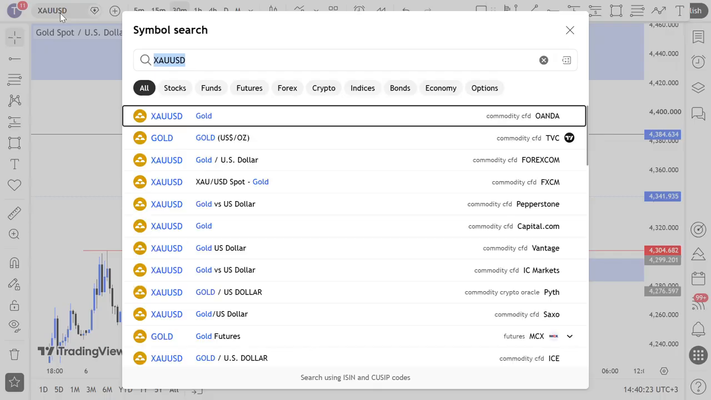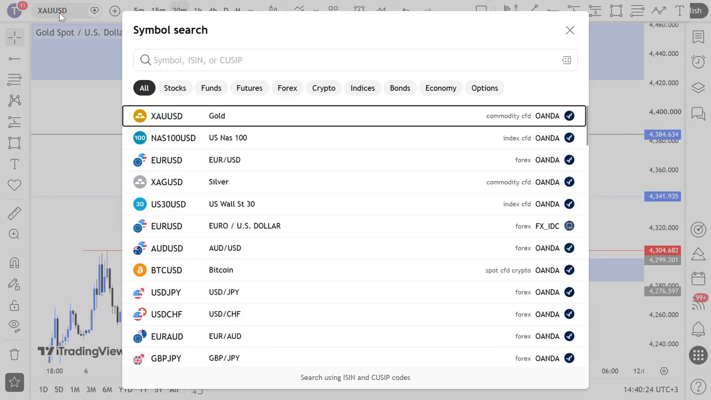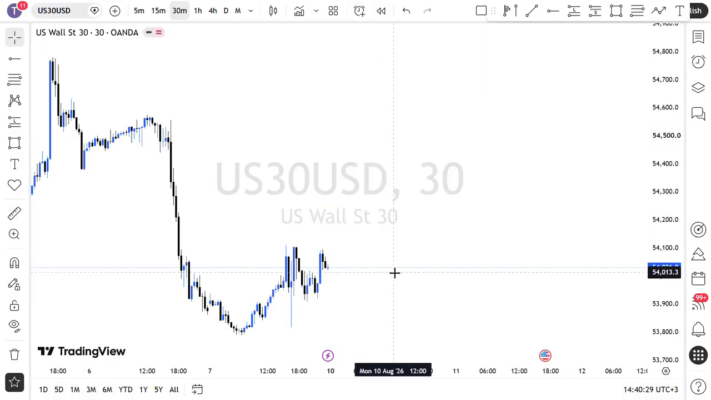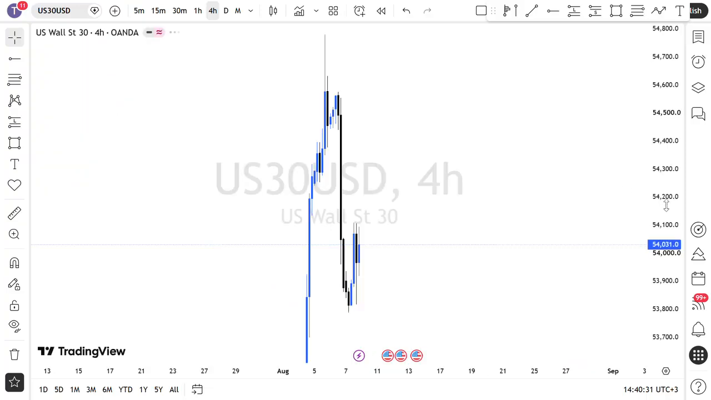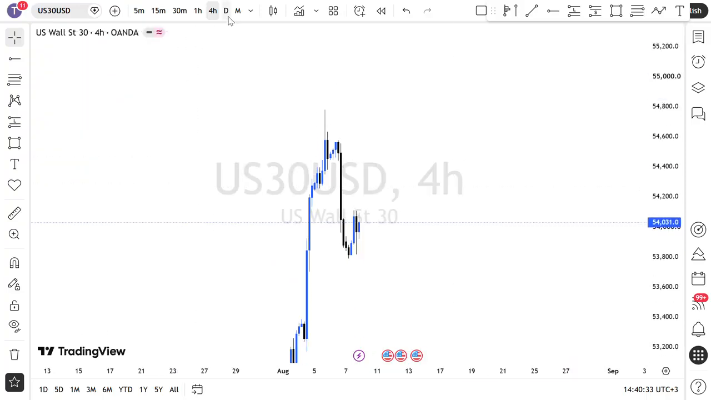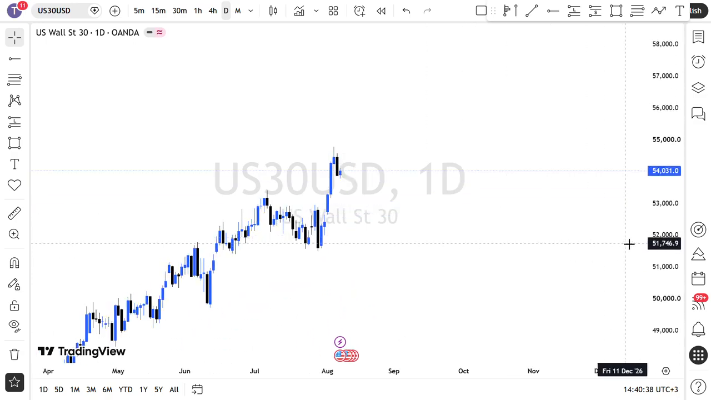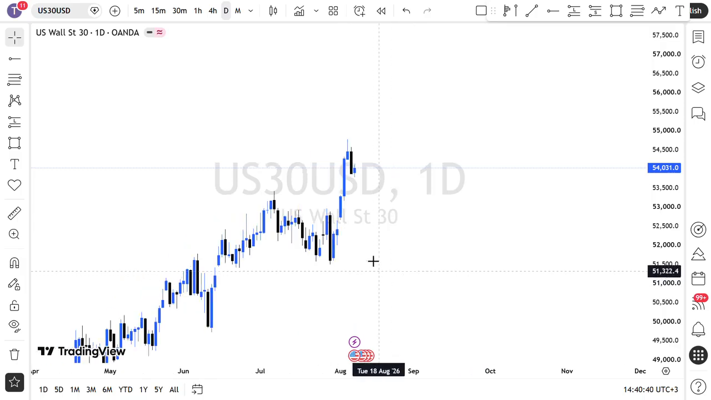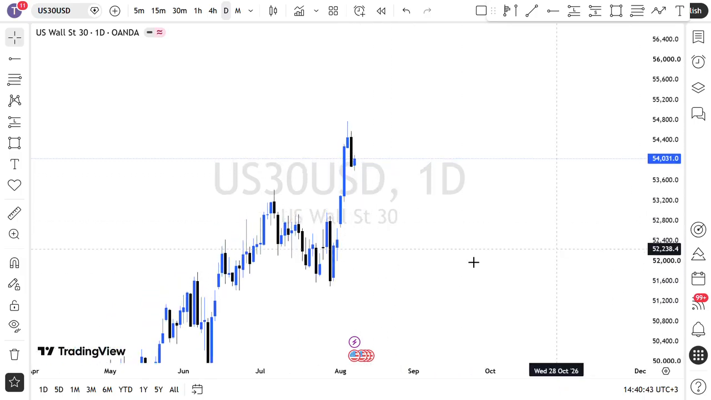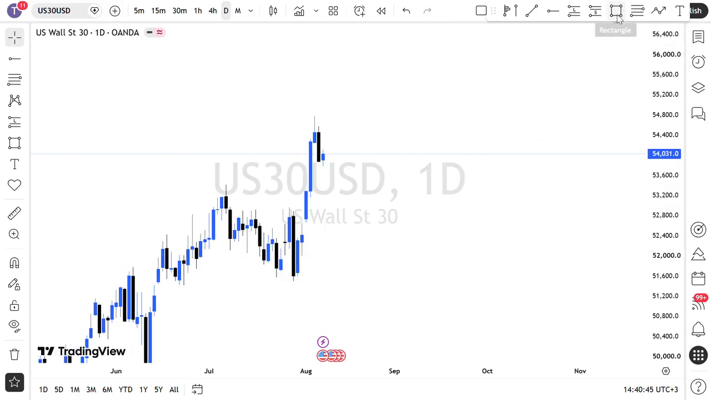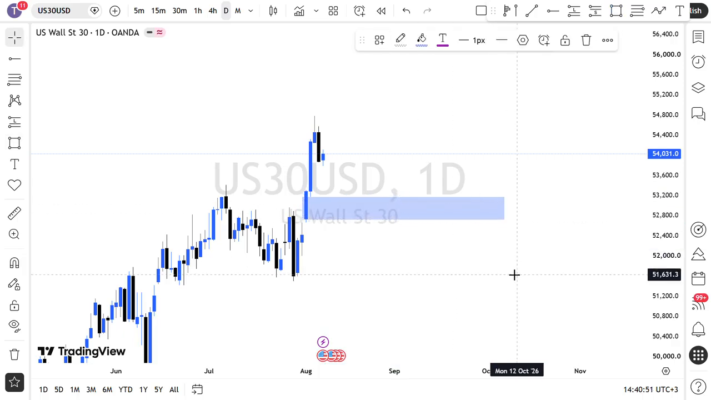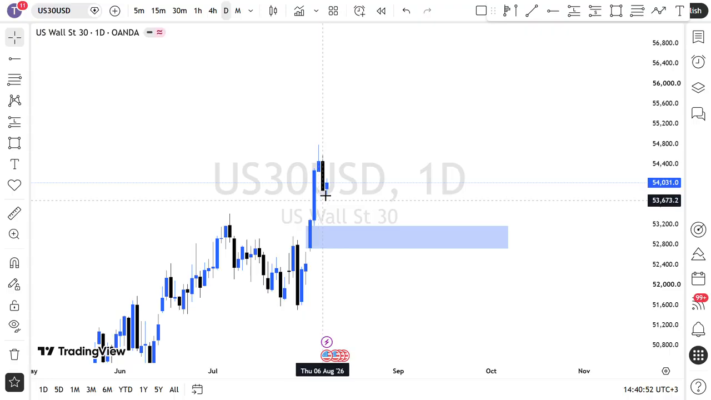So I also have another pair. I also have silver as my next pair. So let us go through US 30 first before we go to silver. So on US 30, because we had already done a very good analysis last week, price is looking like it is having a pullback, and I expect a pullback to come back down, and price should be looking to try and come and fill in this fair value gap that we have down here. We also have this massive fair value gap which price is already tapping into.